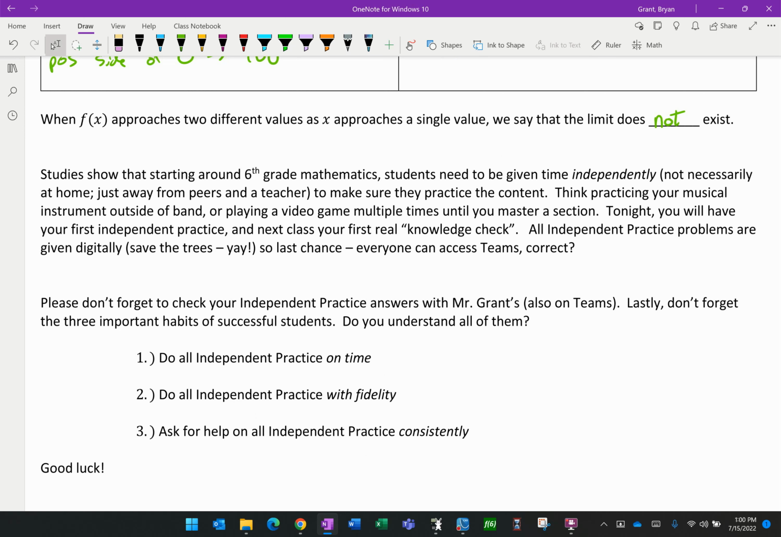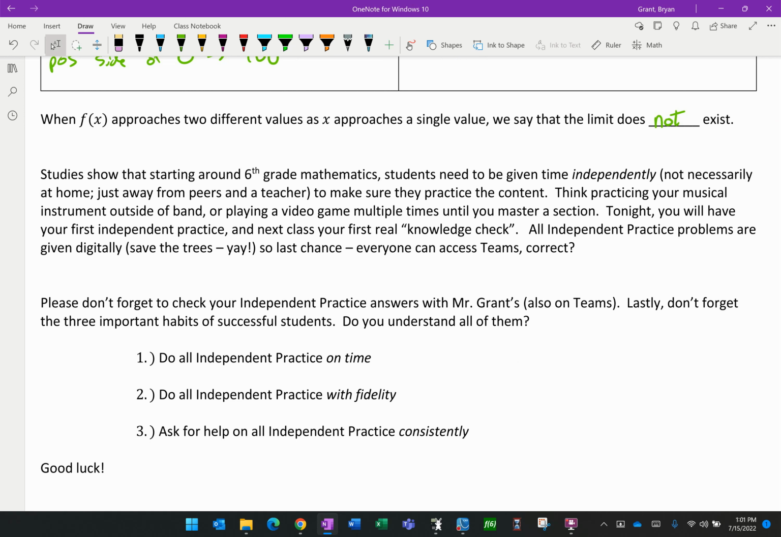So think like practicing your musical instrument outside a band, right? Or playing a video game multiple times until you master a section. You usually don't get a musical piece perfect the first time. Same thing, you're not a master at a video game just having done it once. You need to practice over and over to improve your performance. You might not be perfect, but we want improved performance.